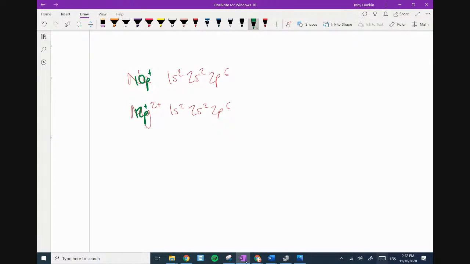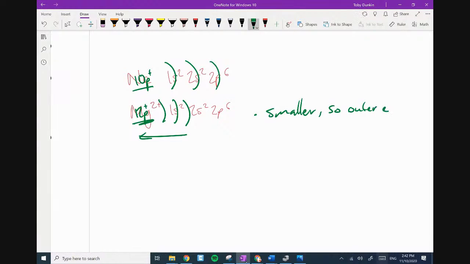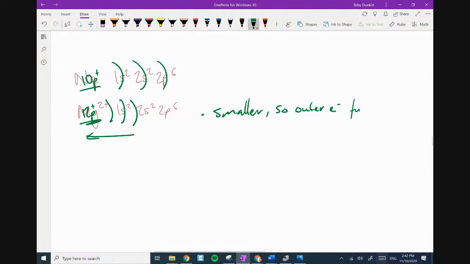Second mark, magnesium is smaller. The reason why it's smaller is because if you've got 10 protons and 3 shells, you're going to be there. However, I've got 12 protons and 3 shells. They're going to get sucked in. Which means the magnesium 2+ ion is smaller than a neon atom, so outer electrons are further from the nucleus. Now, they've got the same shielding, so you can't mention shielding. Nucleus, so harder to remove, more energy to remove.